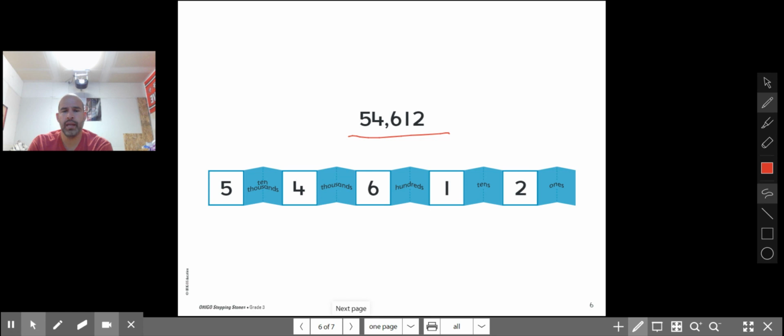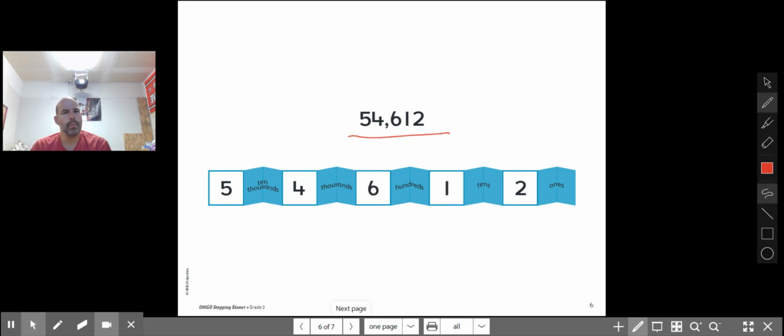So let's think about this for a second. The 2 in this particular number is representing 2 ones. The 1 beside the 2 is representing 10. And then the 6 represents the hundreds, the 4 represents the thousands, and the 5 represents the 10,000s. Now, a moment ago, remember we talked about multiplying equal groups.